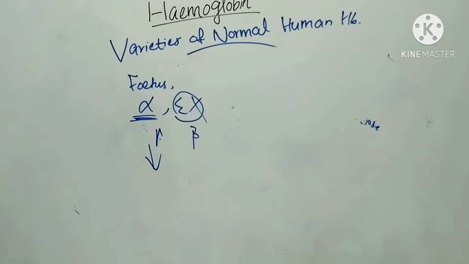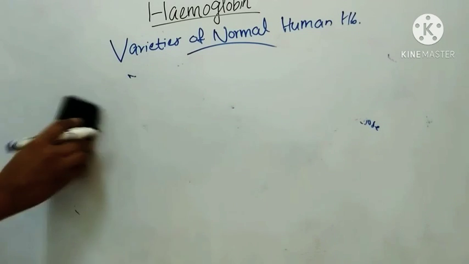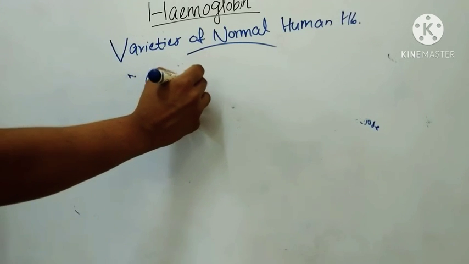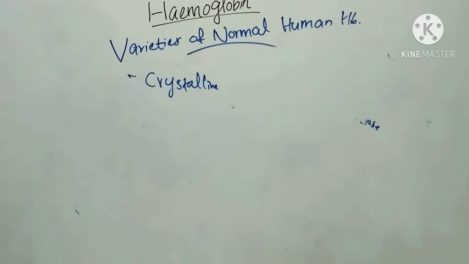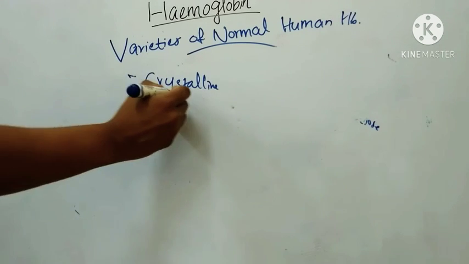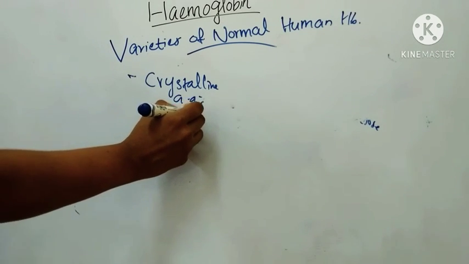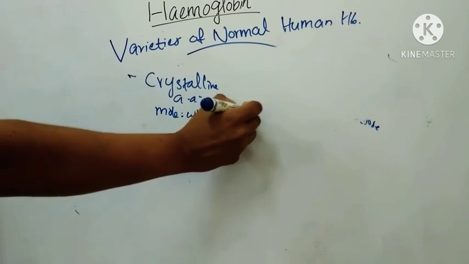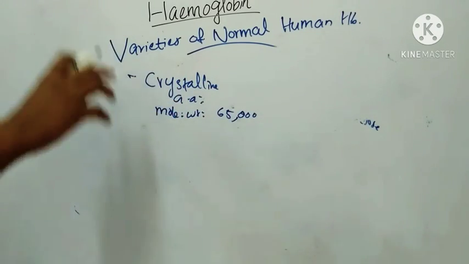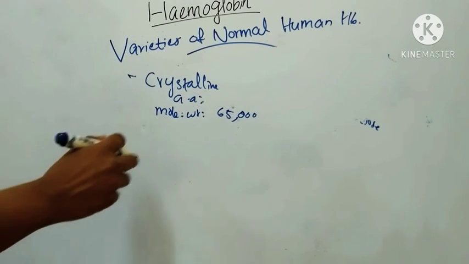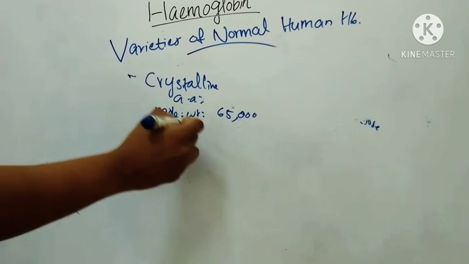Coming to the properties of hemoglobin, it is a crystalline protein. Each species has its own crystalline form, which is related to variations in amino acids of the globin part. Coming to molecular weight, it is approximately 65,000 as determined by osmotic pressure and ultracentrifugation measurements. Coming to shape, the overall shape resembles a spheroid.